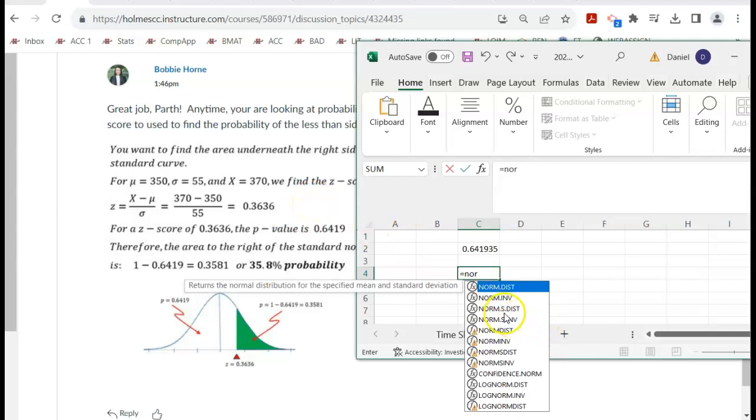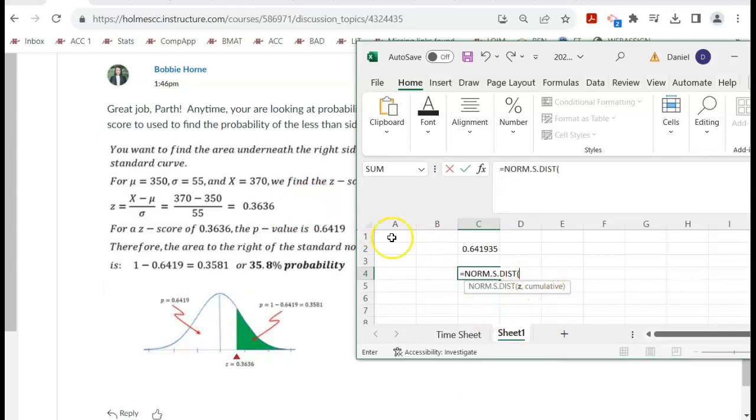Now the other option is you could calculate the z-score, and if you do it that way, you're going to select norm.s.dist, and then you're going to put the z-score in, which is 0.3636, and I believe it keeps repeating, and then you put true. You're going to get about the same number. It may be rounded a little bit. Okay, so the number up here is going to be more of an accurate number since we did round the z-score. But if you rounded to 4 decimal places, 0.6419, you're going to get the same answer.